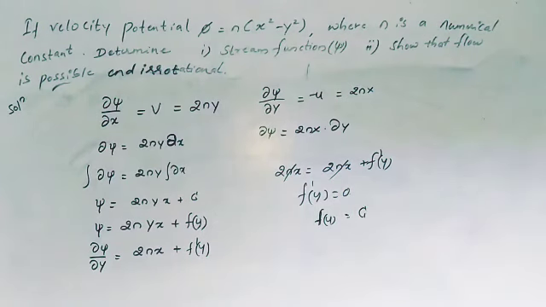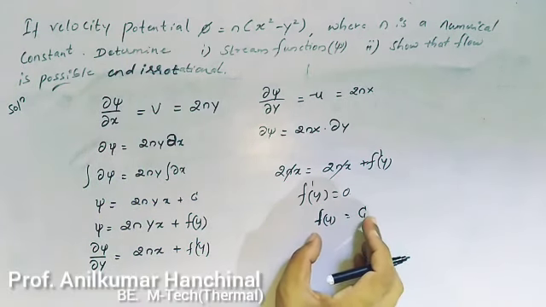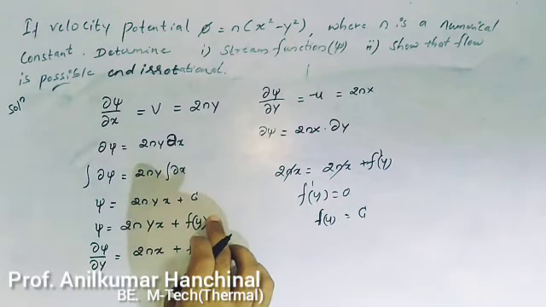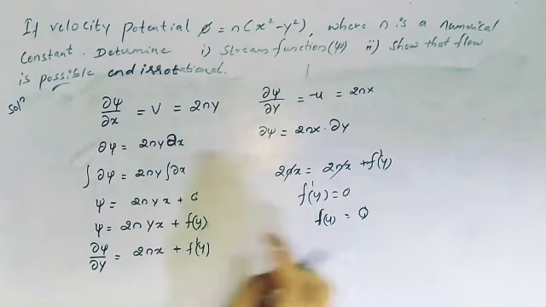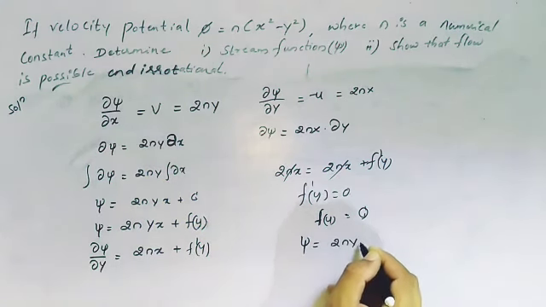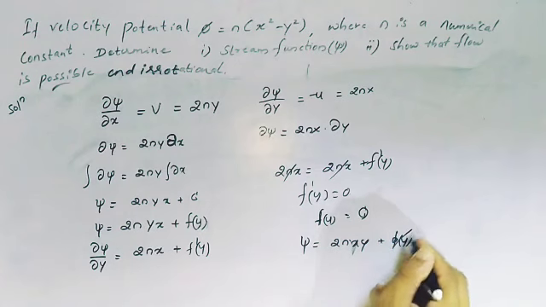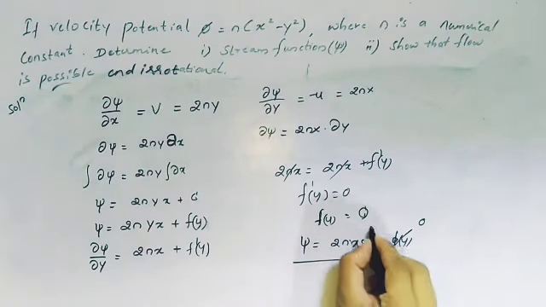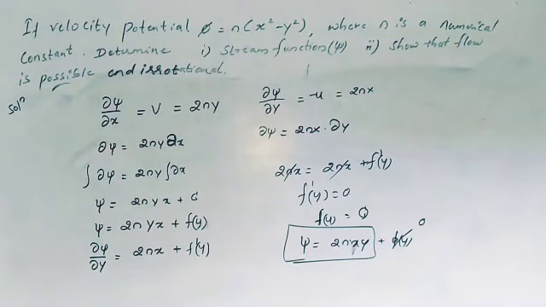Now substituting this in the equation here, f of y is equal to 0. If I substitute here, the psi function will be 2nxy, as f of y becomes 0. So this is our psi function for the velocity potential.